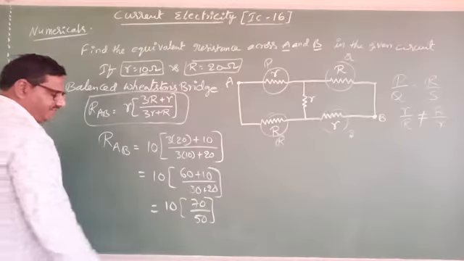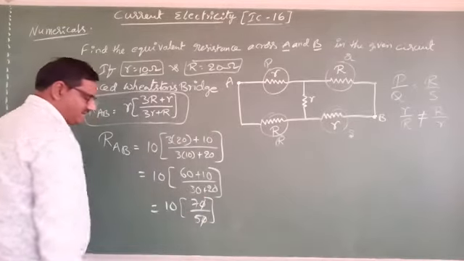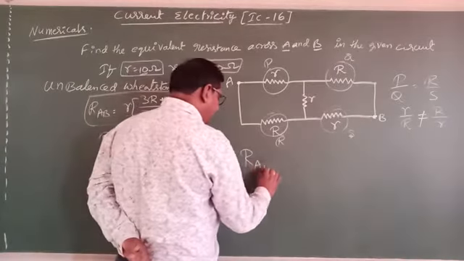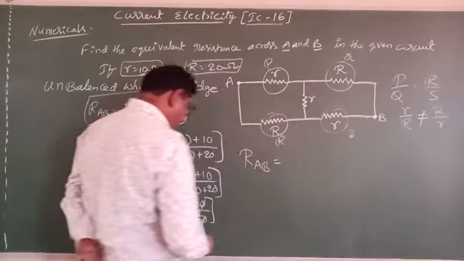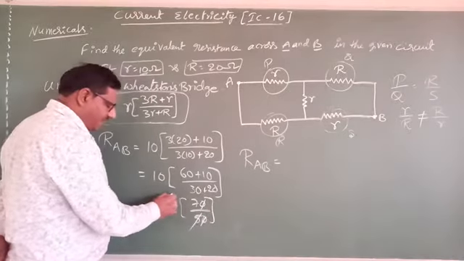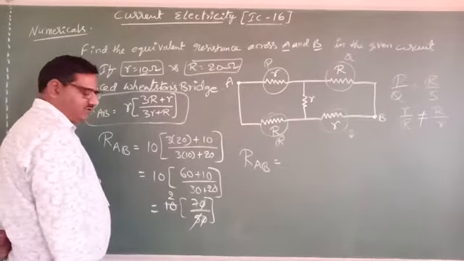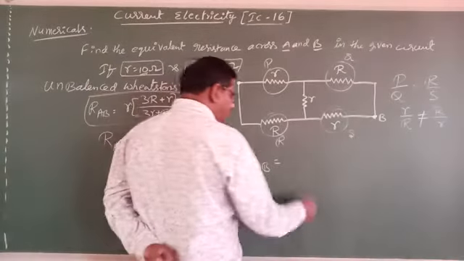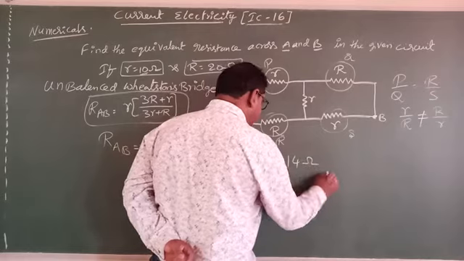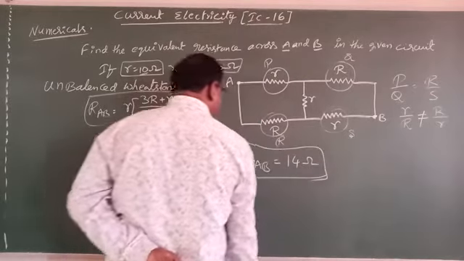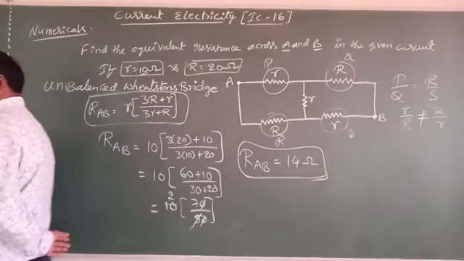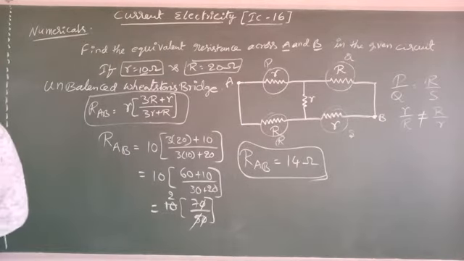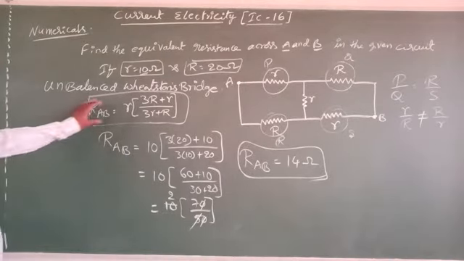70 by 50. Now the zeros get cancelled. Now what is the value of RAB? Here 5 and here 2 times, 5 will be cancelled in 10, 2 times. 10, 2 into 7, how much is it? 14 ohms. So the effective resistance of the circuit RAB equals 14 ohms.